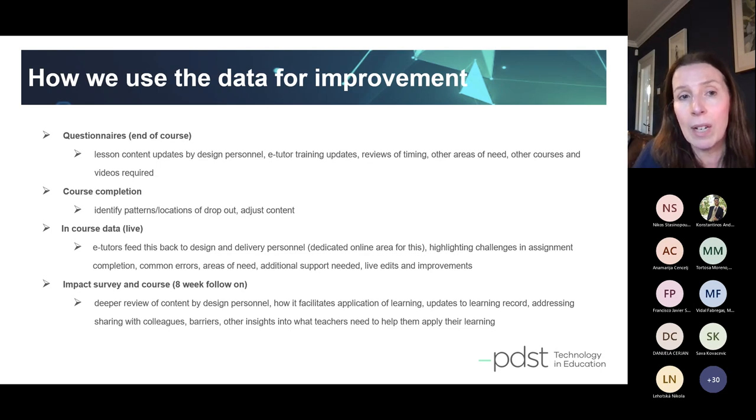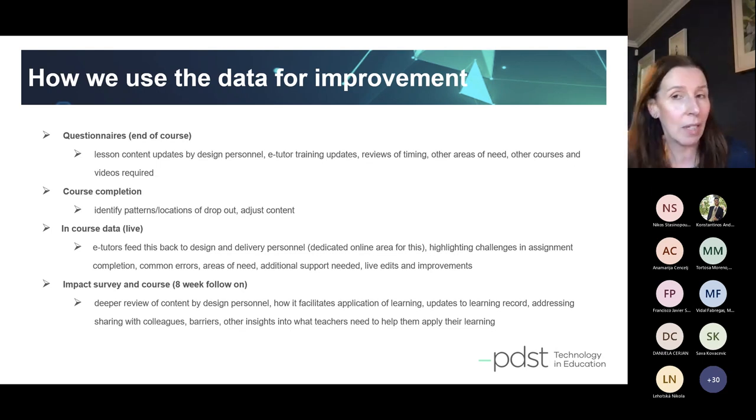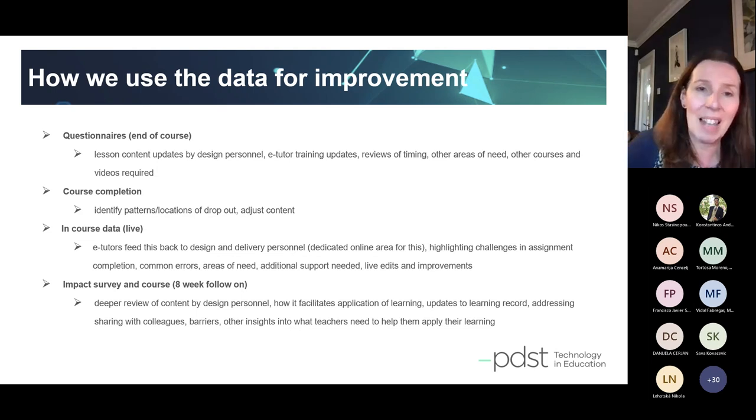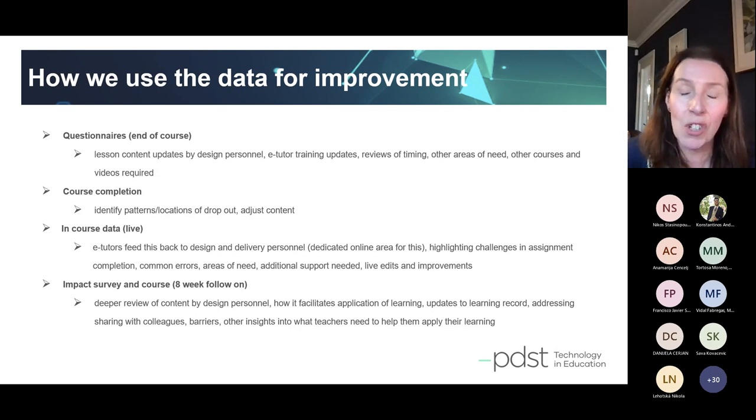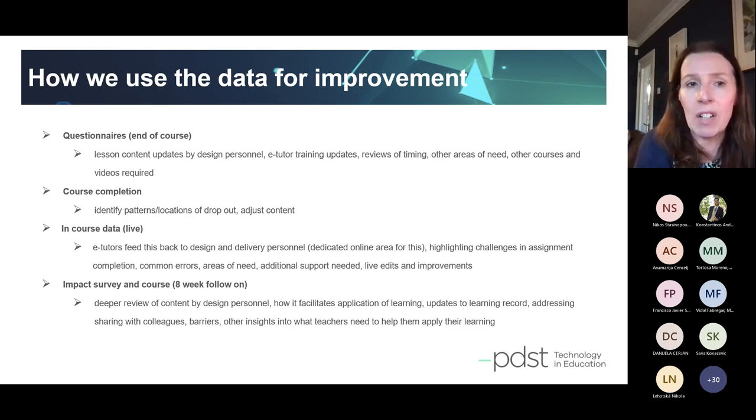And then what we do while the course is live, and this is something that I feel we really need to look at how we can automate. That's why I was so interested in the presentation yesterday, because I think there are ways that we can make this a little bit easier for ourselves.